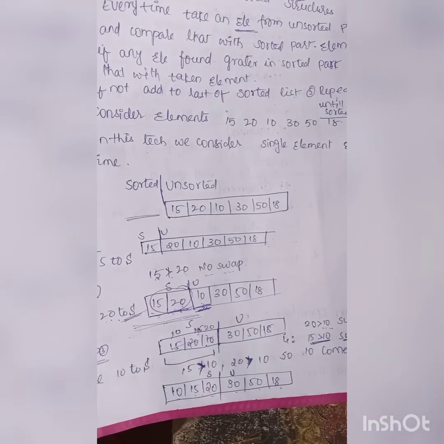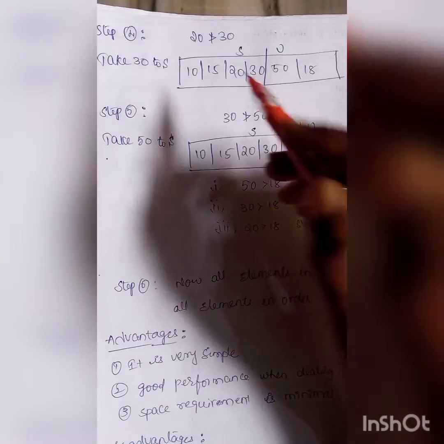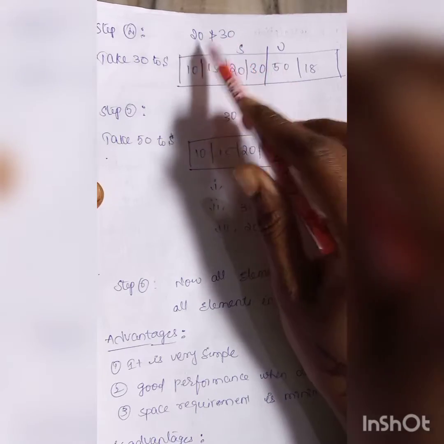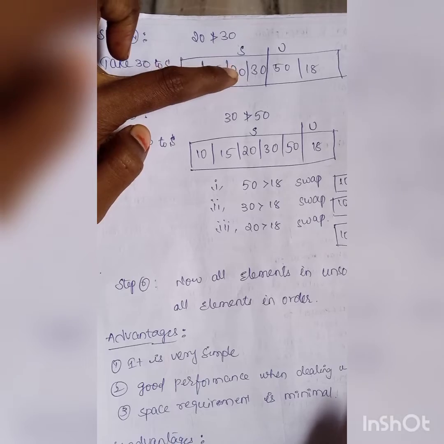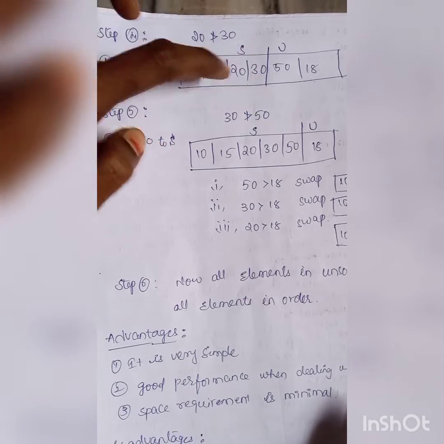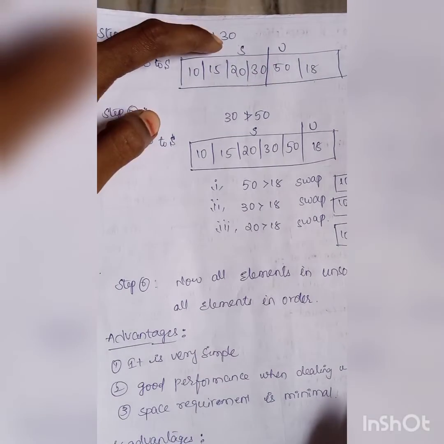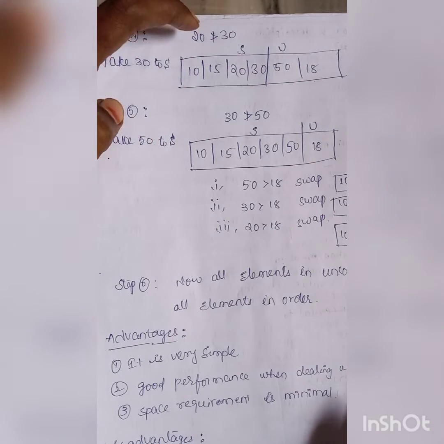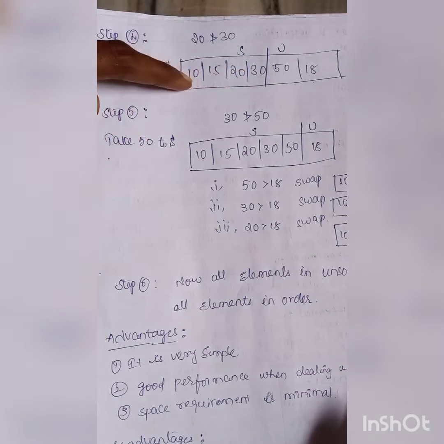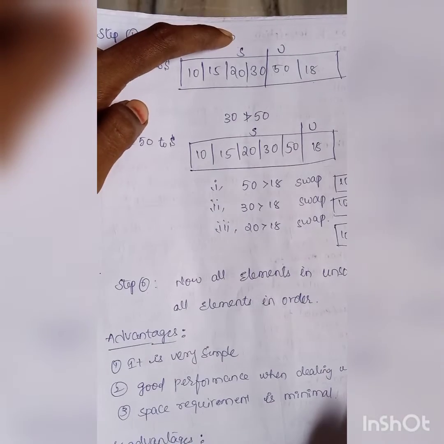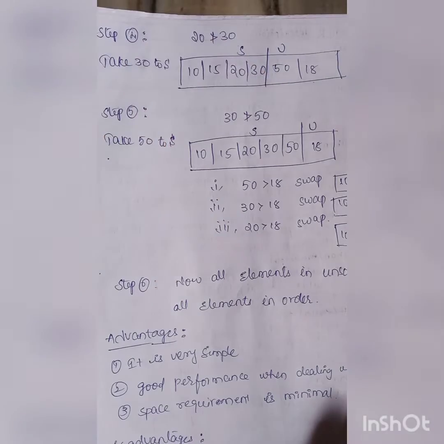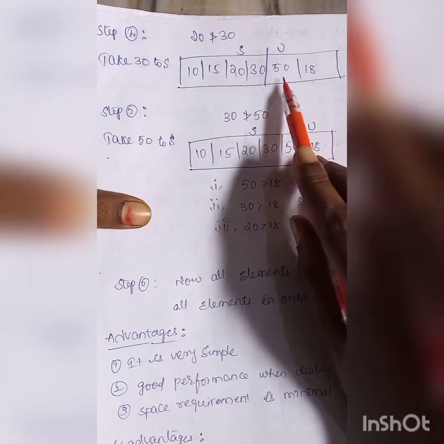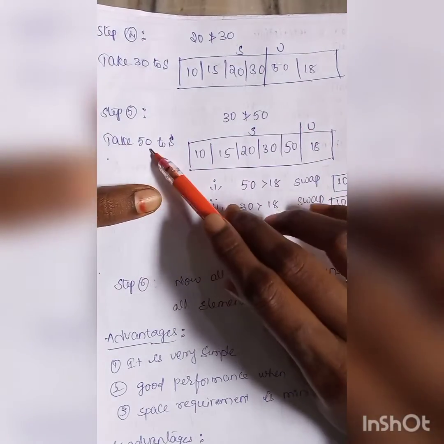Okay. Now we see the next step. In the next step, 30 comes from the unsorted part to the sorted part. What is the last element in the sorted part? 20. So 20 and 30 are going to be compared. Is 20 greater than 30? No. Here we found that the sorted list has smaller elements than the new element. So this 30 must be added to the last of the sorted part. Clear?